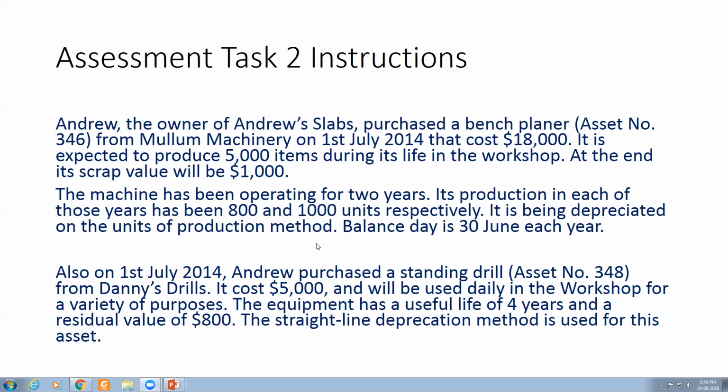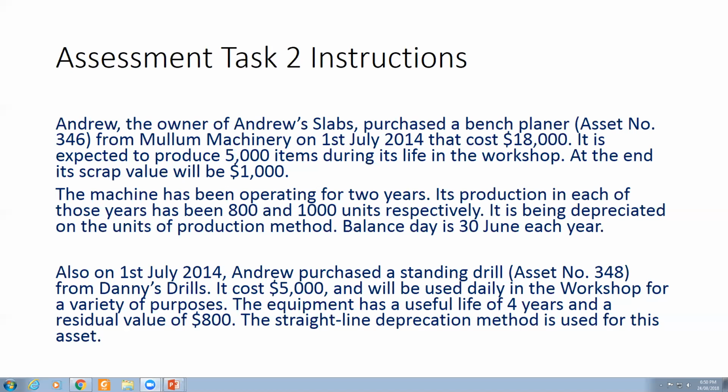The machine has been operating for 2 years. Its production in each of those years has been 800 and 1,000 units respectively. So first year 800, then 1,000 units, and it is being depreciated on the units of production method. So guys, this is very important because in assessment 1 we discussed depreciation. What is depreciation? But there are some methods to calculate the depreciation. Like we have the straight line method.